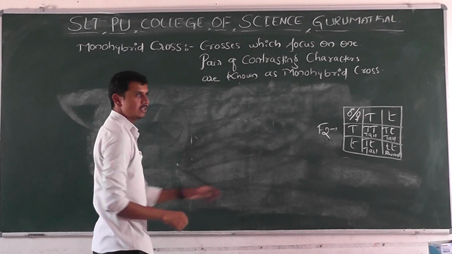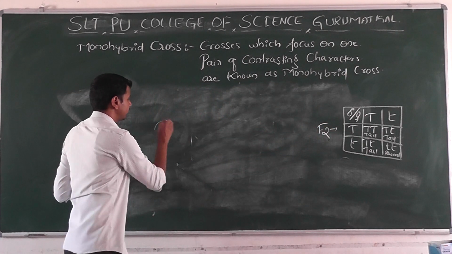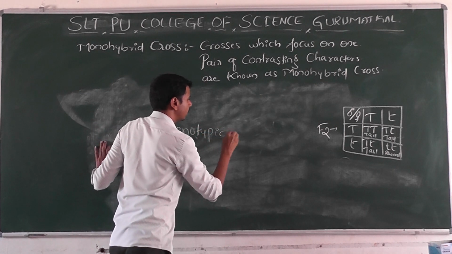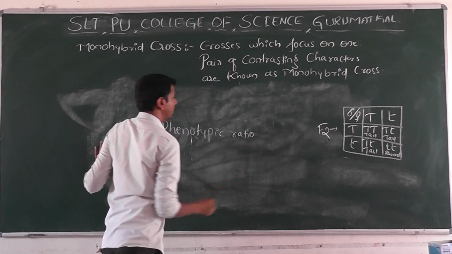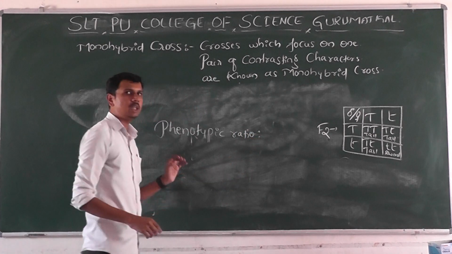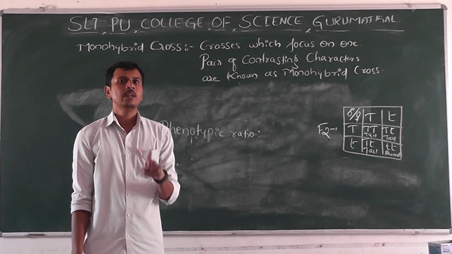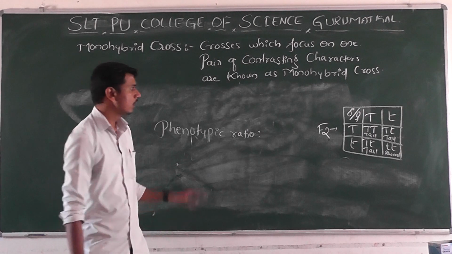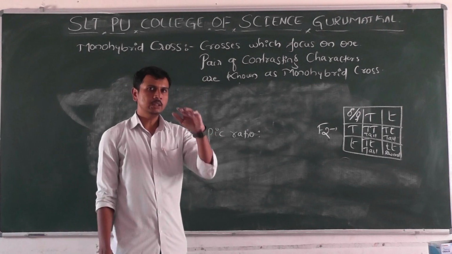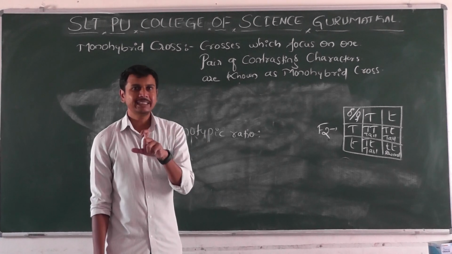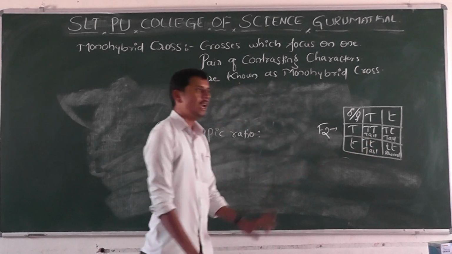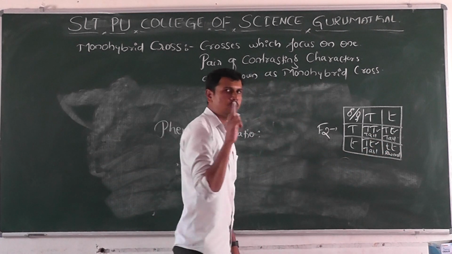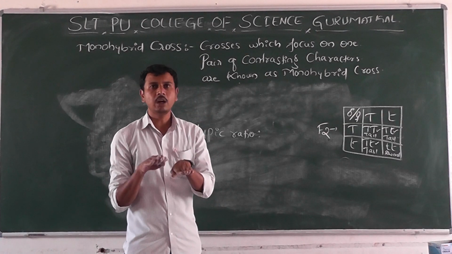So on the basis of that F2 generation, we are going to see the phenotypic ratio. Phenotypic ratio means the observable characters. We are going to concentrate on the observable characters. In this case, we are able to see the height of the stem, so we can say how many tall plants there are. There might be 1, 2, 3.